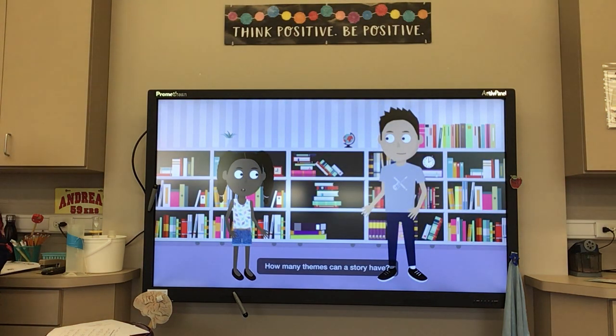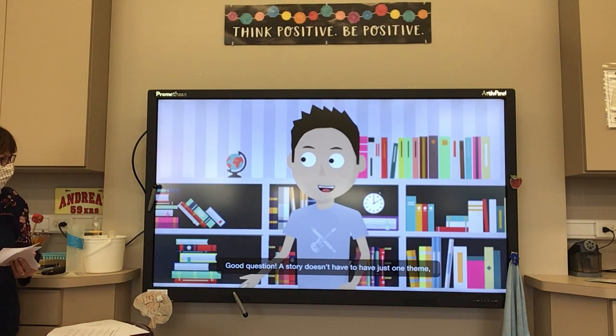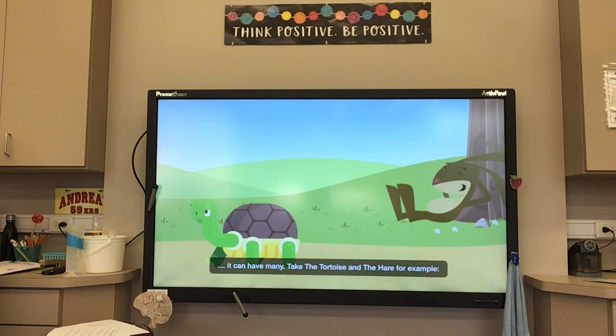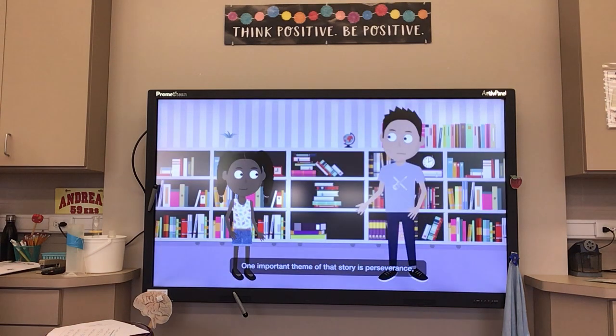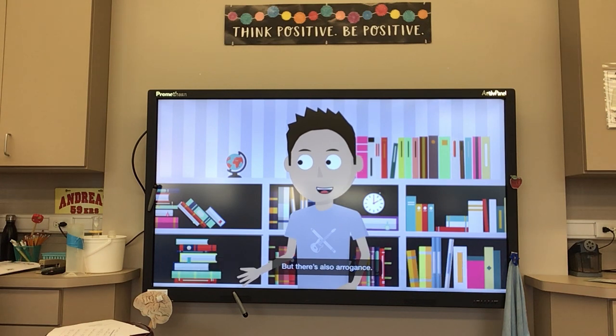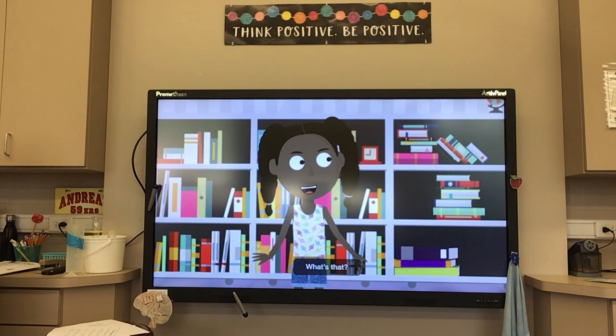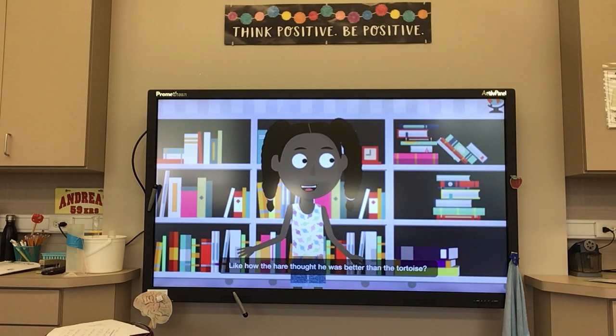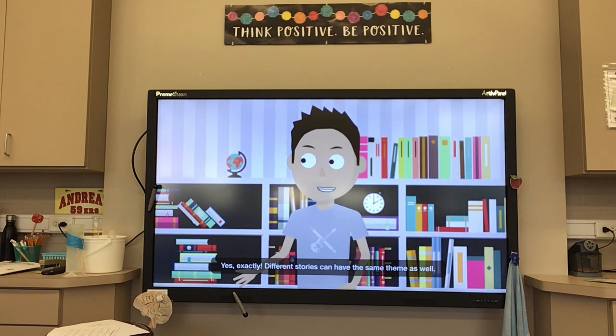How many themes can a story have? Just one? Good question. A story doesn't have to have just one theme. It can have many. Take the tortoise and the hare, for example. One important theme of that story is perseverance, because the tortoise keeps going, doesn't give up, and ends up winning the race. But there's also arrogance. What's that? Arrogance is thinking you're better than other people. Like how the hare thought he was better than the tortoise? Yes, exactly. Different stories can have the same theme as well.